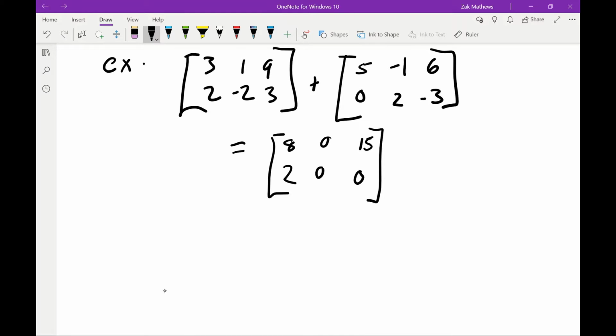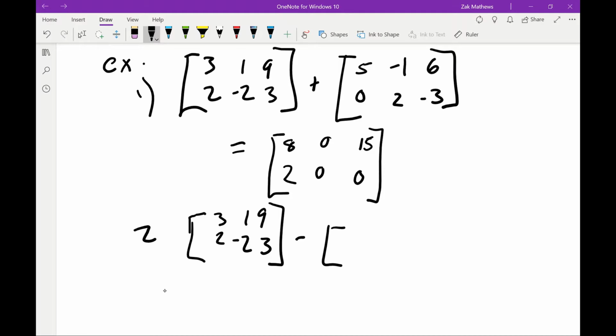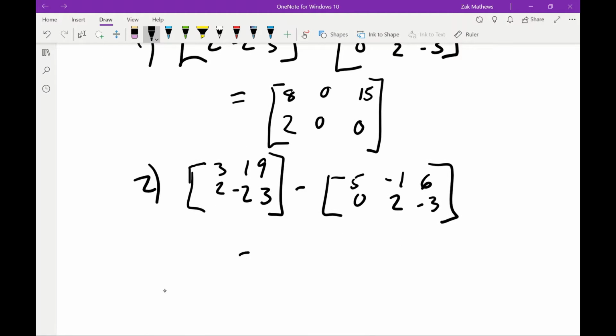Like I said, it works for addition and for subtraction. So let's take the same two matrices, and this time I'm going to subtract. So call that example 1, this will be example 2. I'm going to subtract the 5, negative 1, 6, 0, 2, and negative 3. Well, we are subtracting, so I'm just going to remember to subtract elements in the same position. 3 minus 5 is going to give me a negative 2. 1 minus negative 1 gives me a 2. Minus negative turns into a positive.